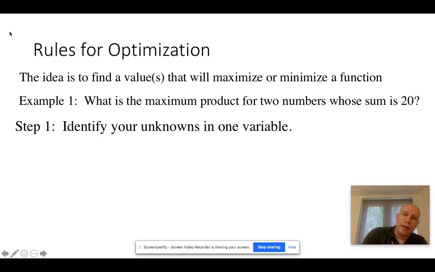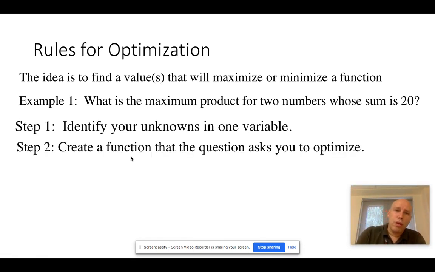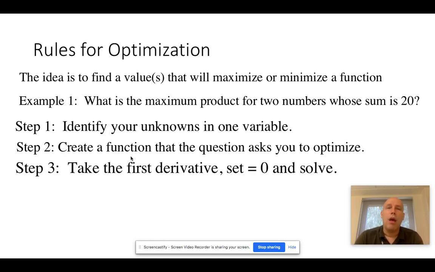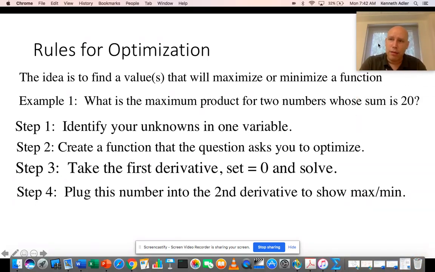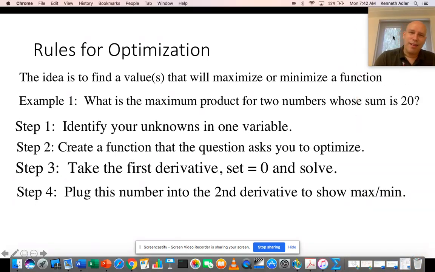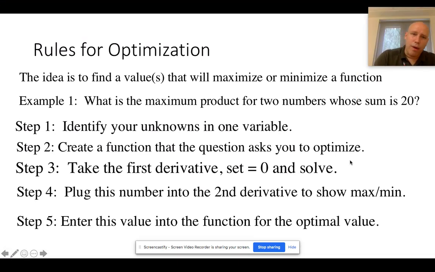Step 1. Identify your unknown variables in one variable. Step 2. Create a function that the question asks you to optimize. Step 3, take the first derivative, set it equal to 0, and solve. Step 4, plug this into the second derivative to show a max or a min. And step 5, enter this value into the function for the optimal value.